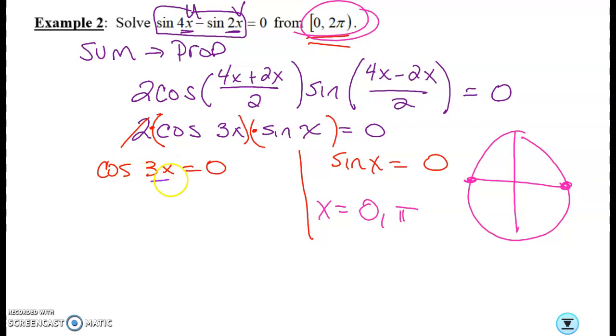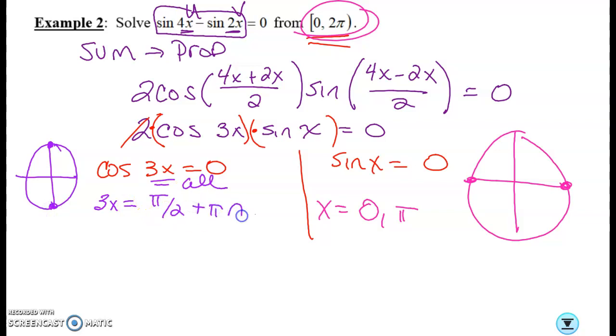When we go over here, remember when we have a triple root, the easiest way to do this is to solve for all. So we're going to think about all the places where cosine is equal to 0, and that happens at pi over 2 and 3 pi over 2. So I can call this pi over 2 plus pi n equation. And then we're going to solve for x. So we're going to divide everything by 3. And so this is pi over 6 plus pi over 3n.